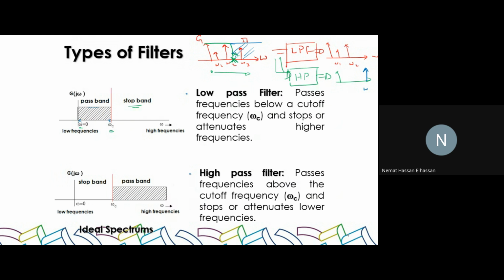The other thing you notice is the transition from pass band to stop band. What do you notice about it? From here to here, it's a very sharp transition, right? At one frequency, you're at the pass band. Immediately after, you drop to zero gain. You're in the stop band, right?